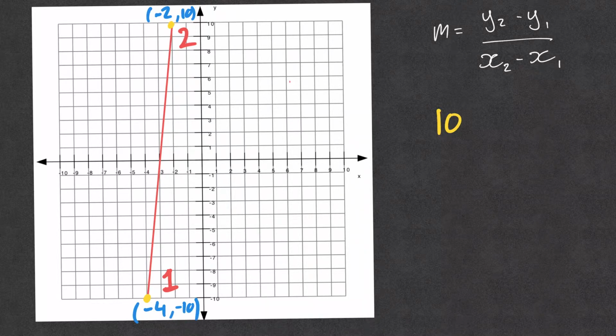Now, if we take -10, if we're taking away a negative, we're actually adding it. So it's going to be +10. That's going to be over the top of our second x value, which is -2. And that's going to be take -4. So if we're taking away a negative, we're adding it.